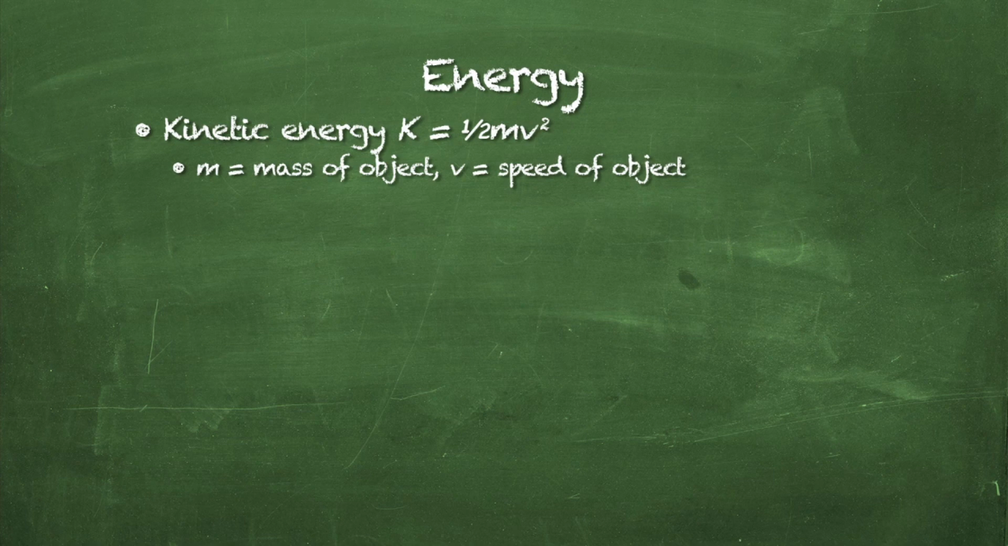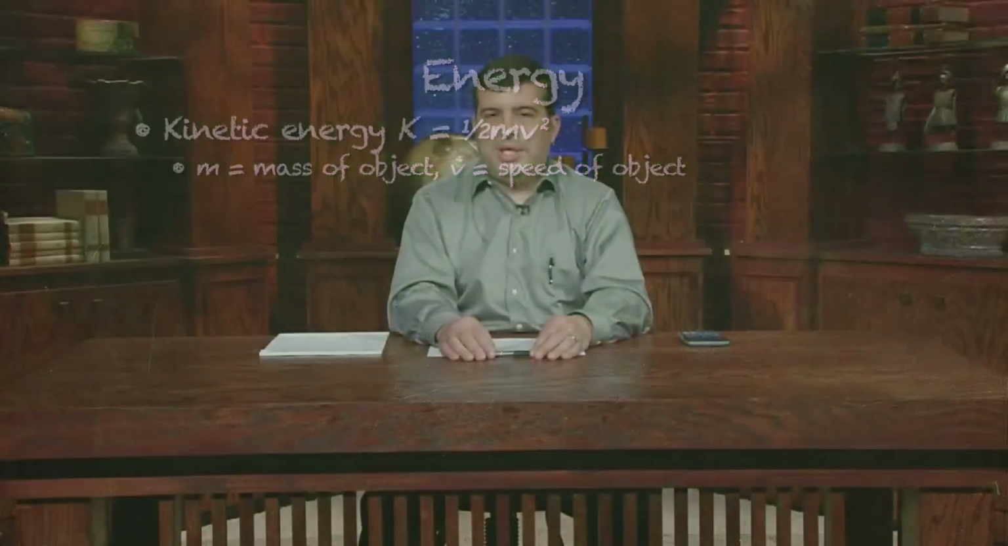Now that is the object's speed. It doesn't matter whether the object is moving in the x direction or the y direction or both. V would be the magnitude of the velocity, or in other words, the square root of vx squared plus vy squared. Speed is a scalar, mass is a scalar, and that means that kinetic energy is also a scalar. Kinetic energy is not a vector.